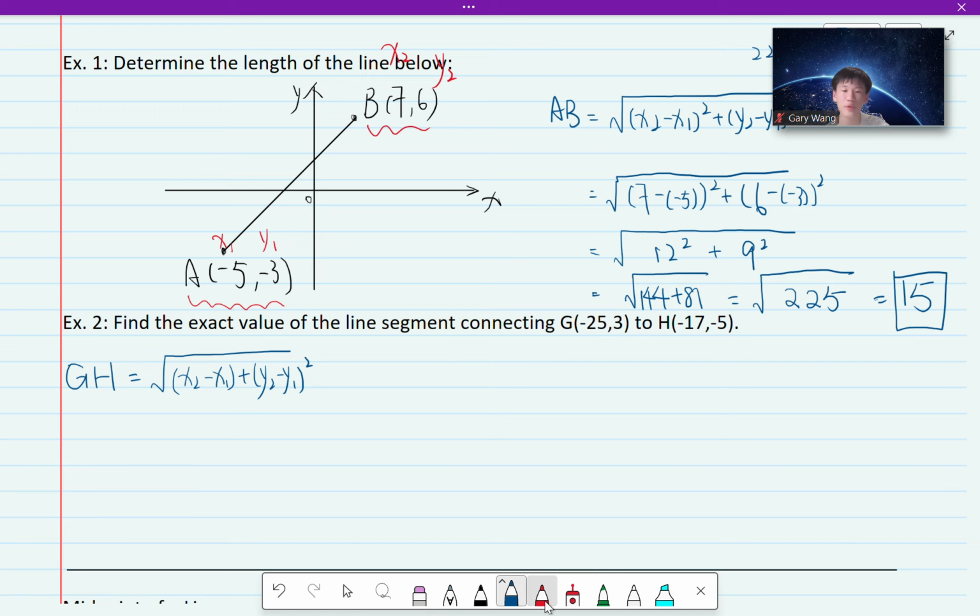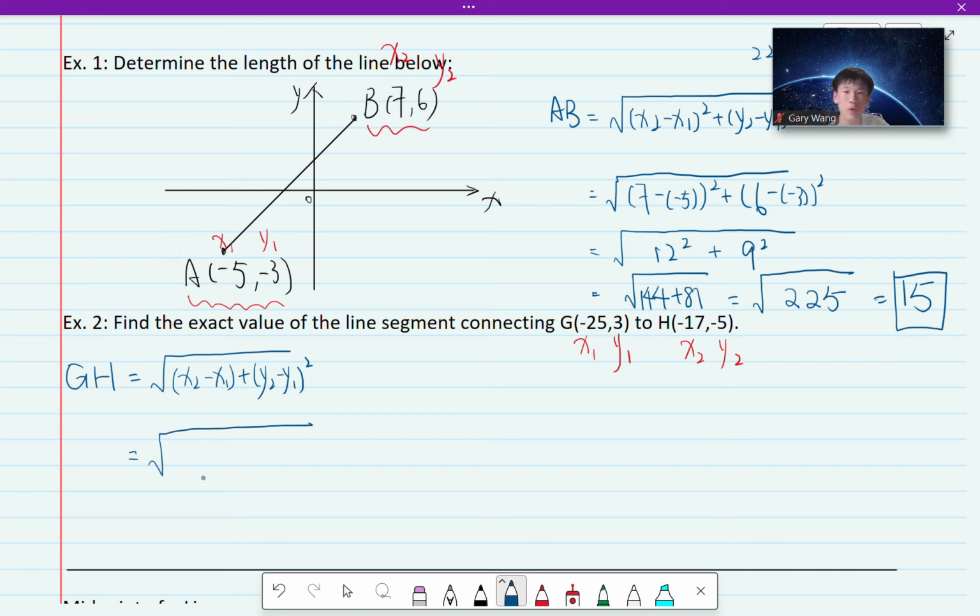But before that, we should also define which one's x1, which one's y1, which one's x2, and which one's y2. So let's just say this one's x1, and to keep it consistent, this should be y1, not y2. The index should be the same. And let's just say this right here for H is x2 and y2. And now we can simply substitute every value in.